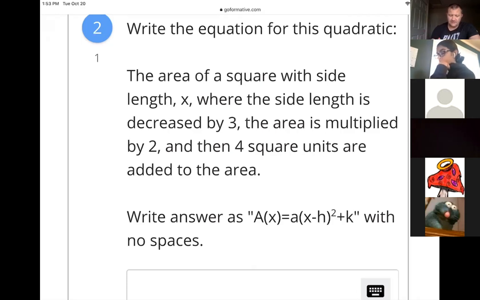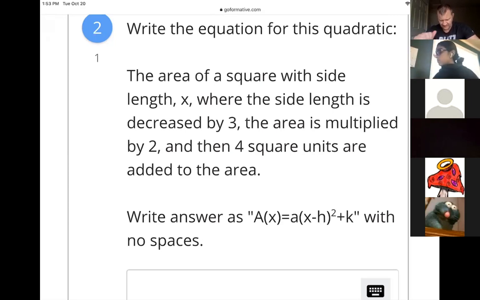Okay, so the first thing is, we have 3 numbers. We have 2, 3, and 4. Okay, and you have to plug them into this equation for A, H, and K. That's it. Okay, so if x is decreased by 3, do you think that 3 is A, H, or K?